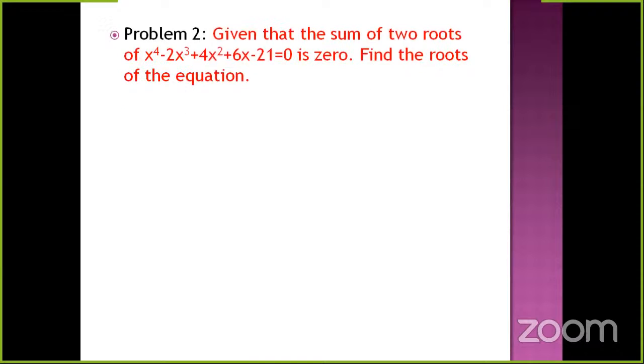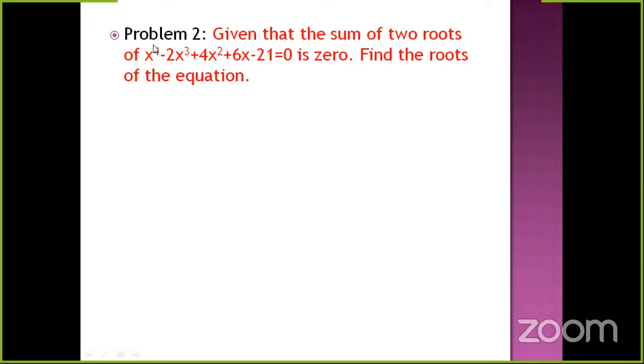Now let us see one more problem. Given that the sum of two roots of x power 4 minus 2x cube plus 4x square plus 6x minus 21 equal to 0 is 0. Find the roots of the equation.